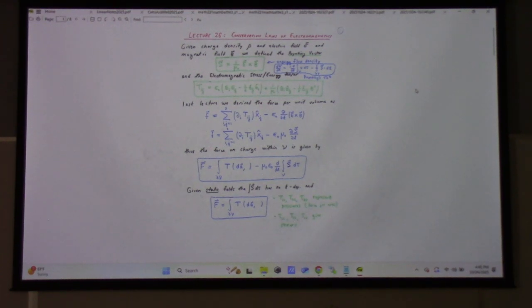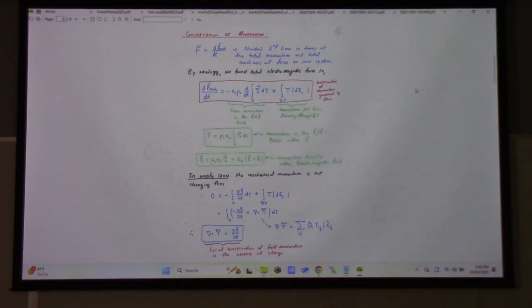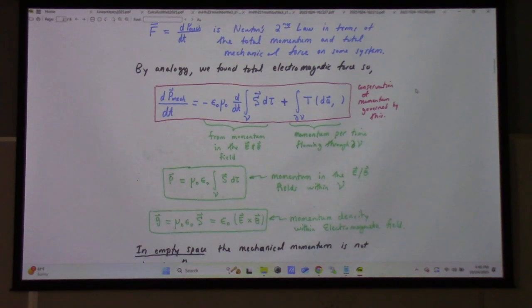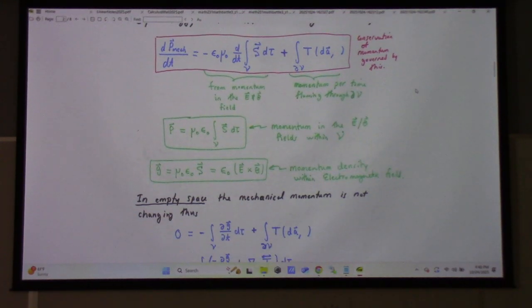So last time, I was trying to talk to you about conservation laws of electromagnetics. We talked about how the rate of change of mechanical momentum is given by this formula boxed in red. And we introduced the momentum in the electromagnetic fields over some volume according to that formula. We're integrating epsilon naught mu naught times the volume integral of the Poynting vector. So that gives us the momentum in the electromagnetic fields.